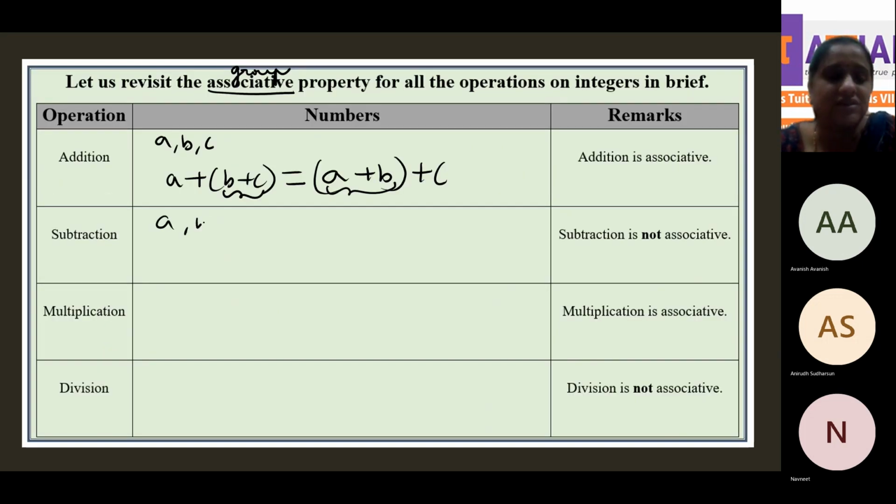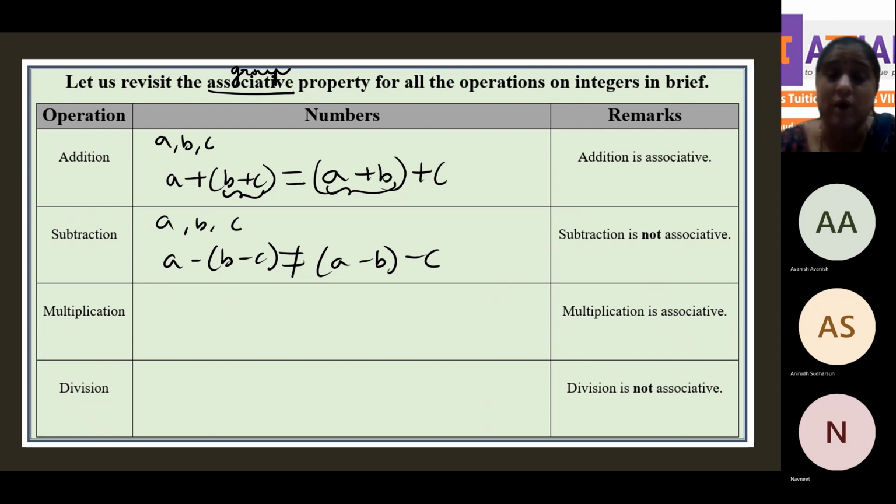Next, if A, B, and C are 3 integers, then (A minus B) minus C is not the same as A minus (B minus C). Now, when we take up the problems, the numerical situations, you will see these properties there. So don't think it's so theoretical. When we go to the exercise and solve sums, there we will understand better. All this will be more clear when we work out the sums.